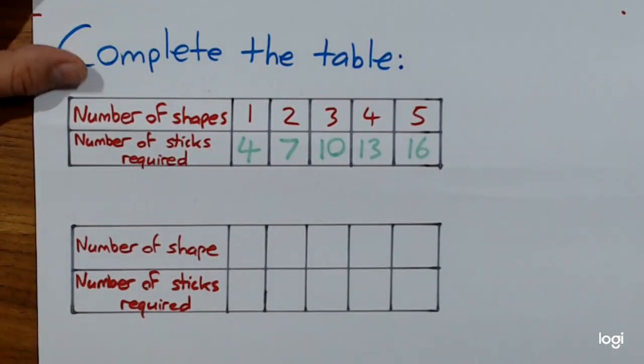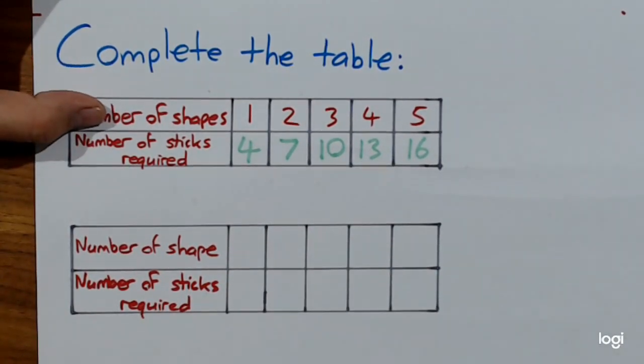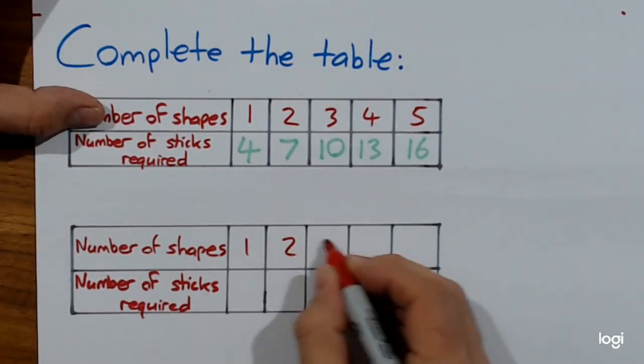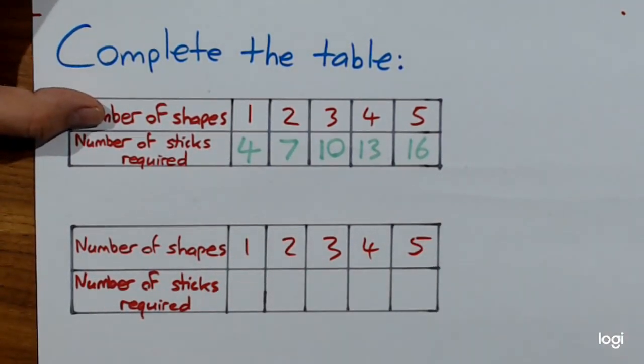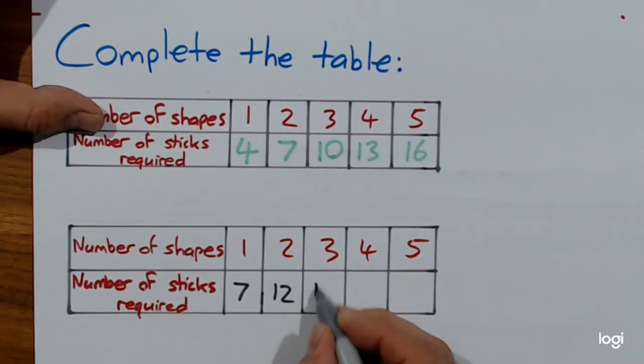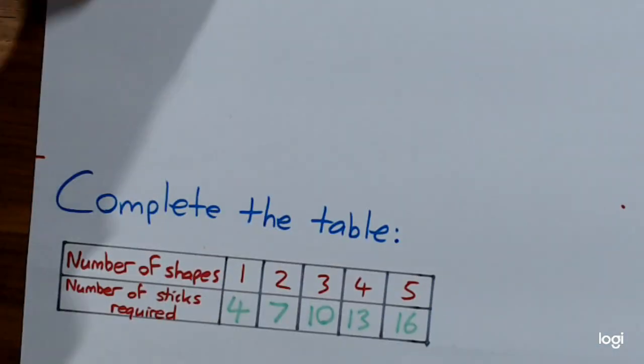I can straighten it up for you. Okay, number of shapes. Number of shapes with an S. There you go. 1, 2, 3, 4, 5. We've already got the first three. We already know that that was 7, 12, and 17, right? Just there. Already done half of this question.